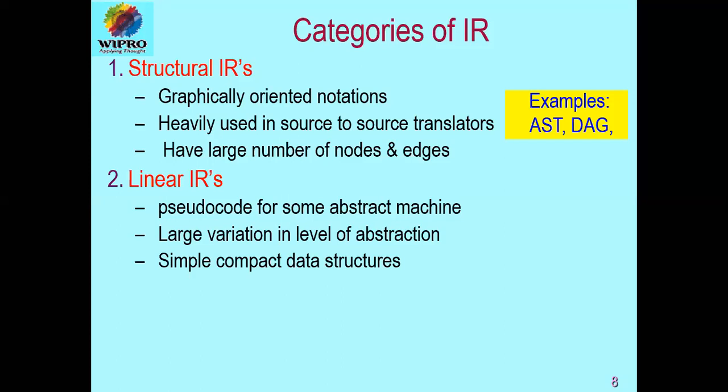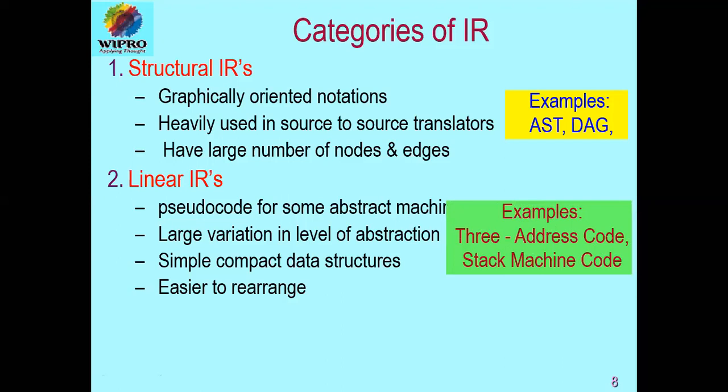We used doubly linked lists and singly linked lists for representing abstract syntax tree and DAG. But here we can use just multi-dimensional arrays for representing the linear IR. So it is going to be easy for us to place these things in the data structures, and they can be further used by our code optimizers. Okay, so easy to rearrange during the code optimization, all these things.